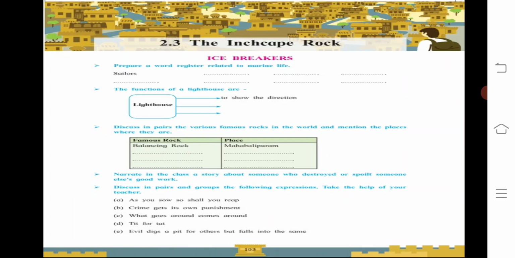Next, evil digs a pit for others but falls into the same. Do remember this particular term, especially the last one, because all these are related to this poem. Evil personalities wanted to create obstacles in the path of good people, but actually they didn't know that they are weaving the net around their own life. So this is the same thought you could find in this present poem. I hope you got all the answers.